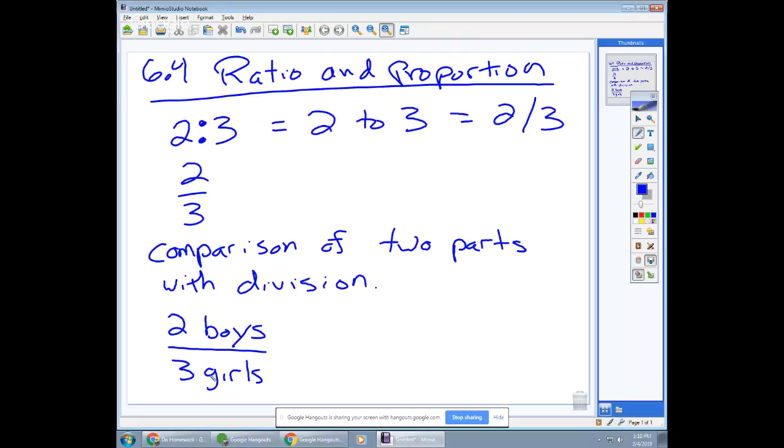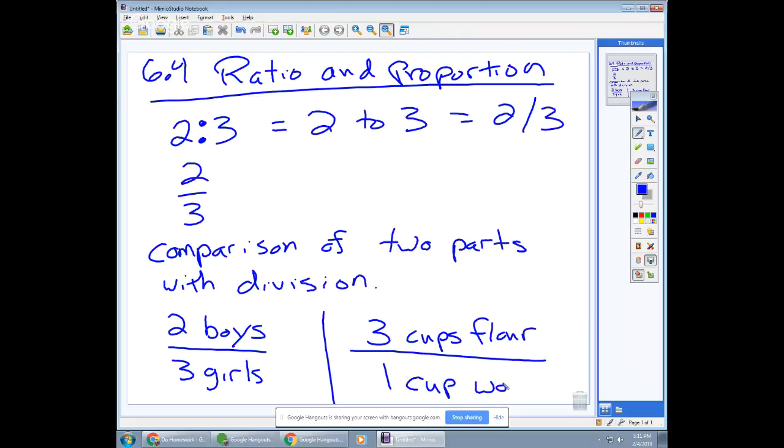A lot of times, we'll use ratios when we're talking about recipes. So, for example, 3 cups of flour to 1 cup of water. Oh, that's making rice. Rice, yeah. So with rice, I make brown rice, it's going to be 2 cups of water to 1 cup of rice. When I make pizza dough it's 3 cups of flour to 1 cup of water. And there are some other things, so you can have ratios of more than just 2 things also.